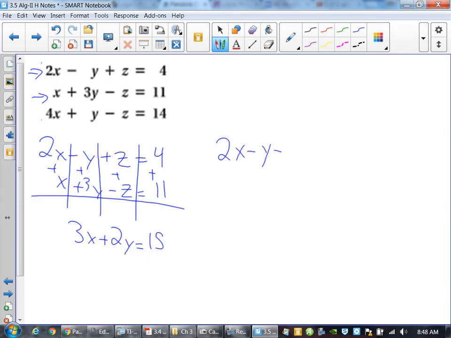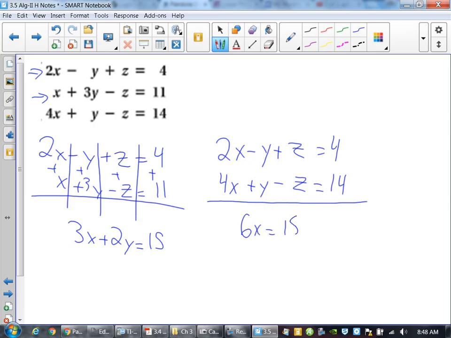I'm going to do the exact same thing with the first equation and the fourth. 2x minus y plus z is 4. And then I have 4x plus y minus z is 14. Add them together, we get 6x is 18, which means x equals 3. We had this earlier, but notice now.